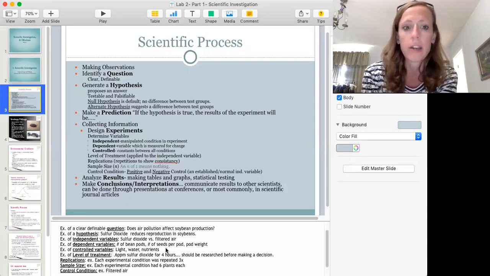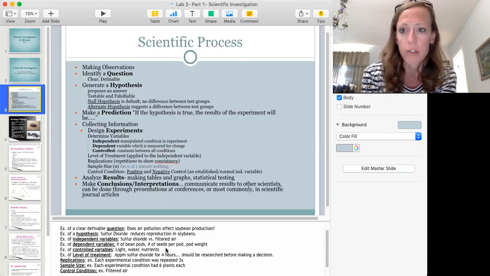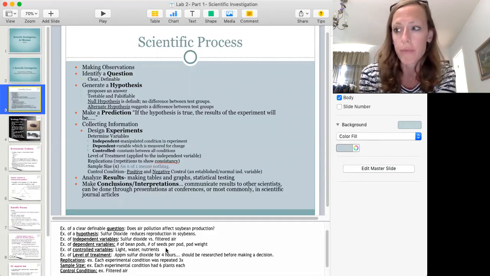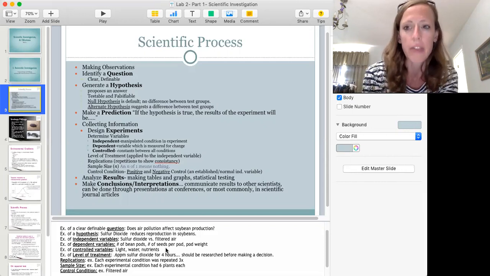But from that point, you need to get to identifying questions, so posing a question that's clear and definable. Just for example, I'll give you an example scenario to work through today. A question that you might have is whether or not air pollution affects the production of plants. You could pick a specific plant, such as a soybean. Does air pollution affect soybean production? So it's a very clear question. It's definable. We're talking about a specific plant, and we know what we want to find out about that plant based on its exposure to air pollution.